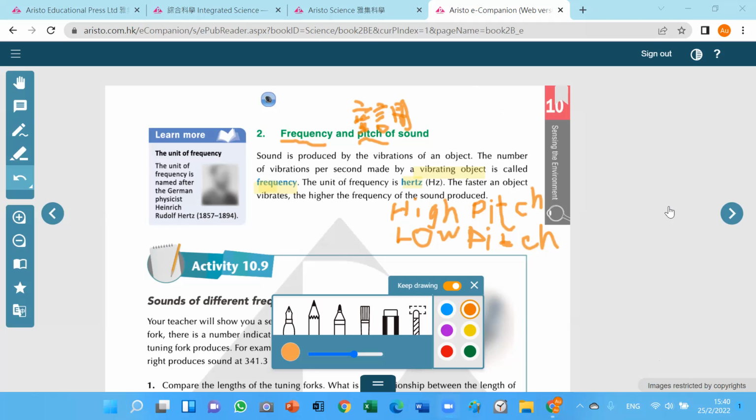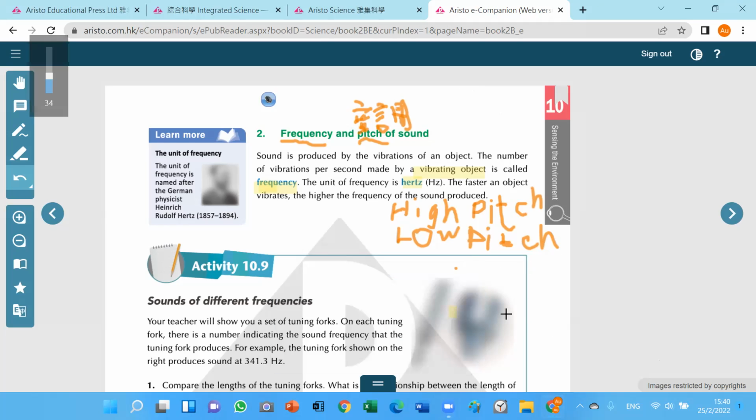So high pitch means go up. Low pitch is go down. Okay. So remember it. This is 10.3 here, right? We're talking about the vibration of an object. So how can we listen to sound? Sound means the vibration of the object. If it doesn't vibrate, we can't listen to anything, right?